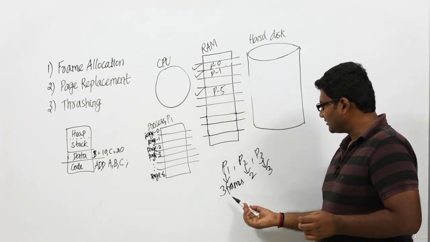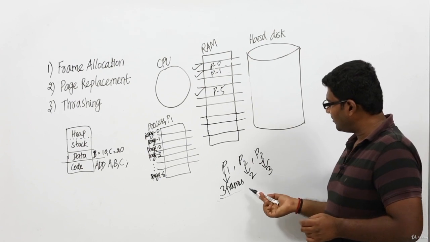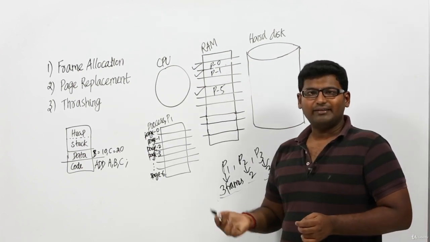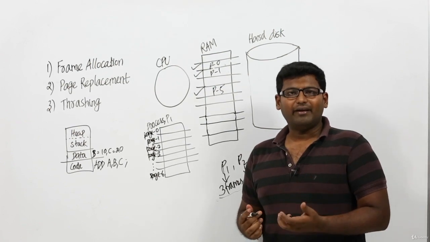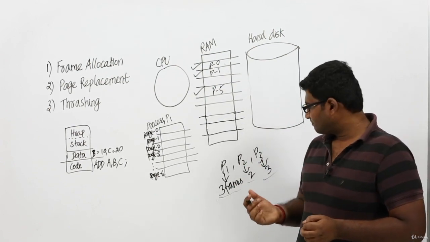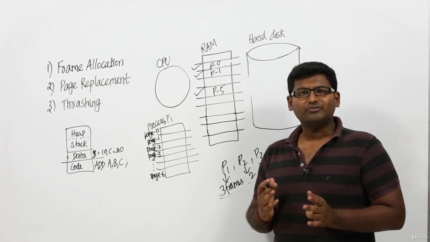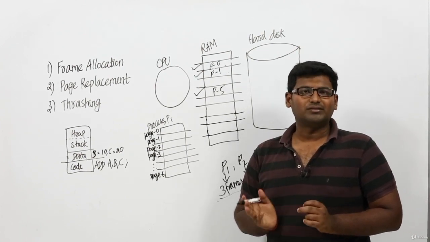For example, for process P1 we have taken 3 frames, for P2 2 frames, and for process P3 we have assigned 3 frames. Now how will we decide how many frames we should allocate for a particular process? That is very important, right? Now why is it important?